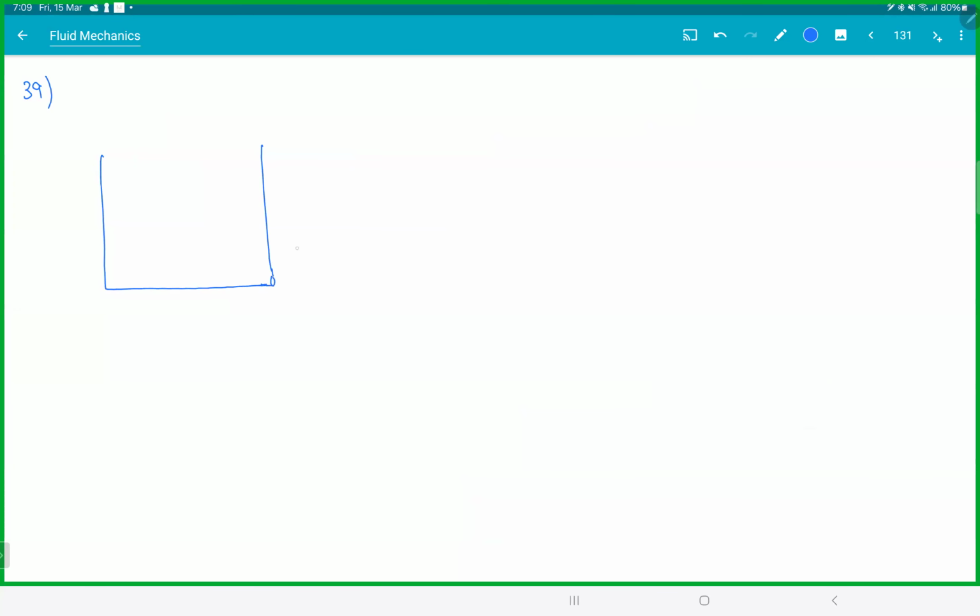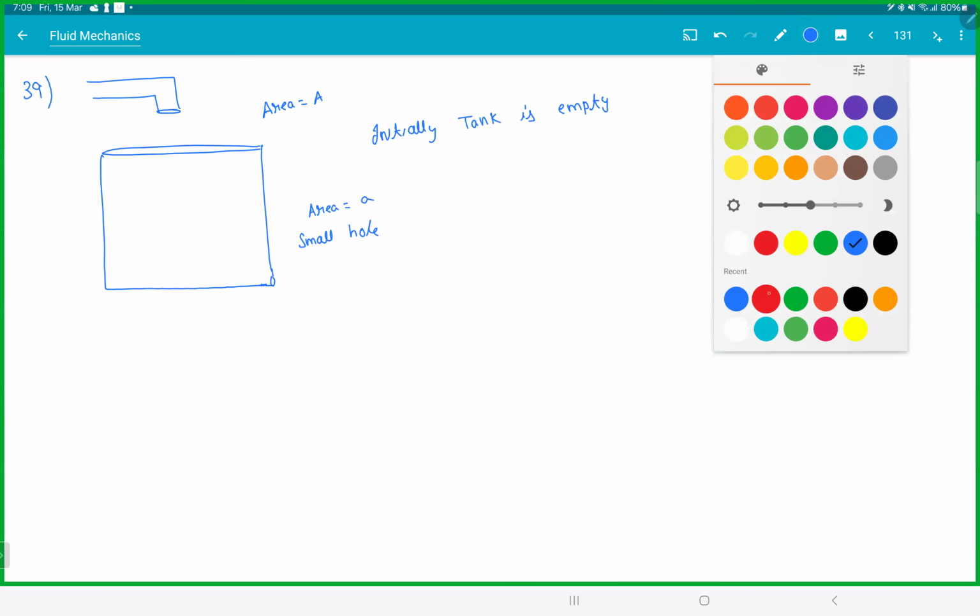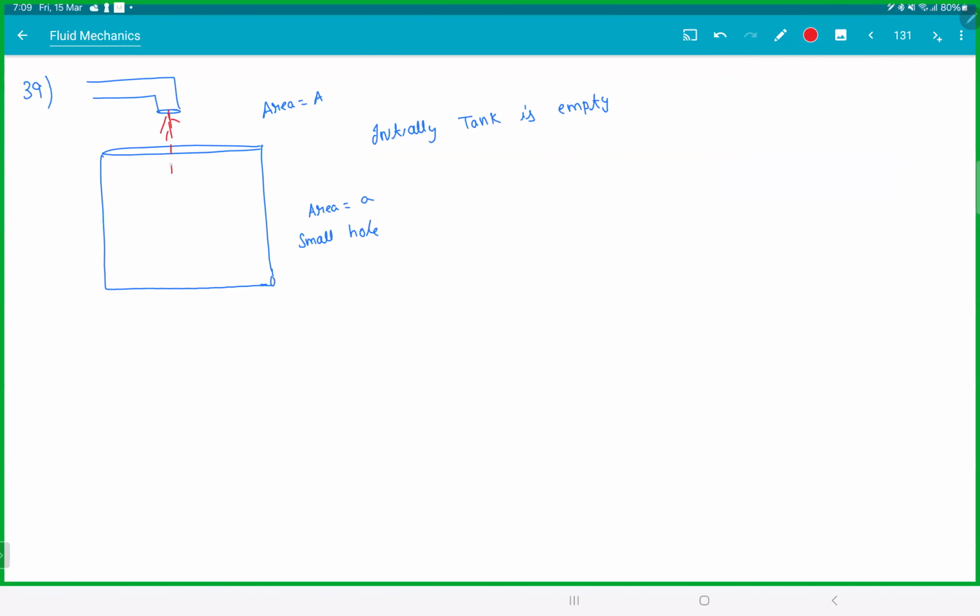We have a container here with a small hole. The only reason I'm giving you a small hole every time is that the formula is root 2gh, it will be easy. Whose area is small a? This area is a. Initially the tank is empty. Now here on top you have a tap. This tap is releasing water at a rate of Q meter cube per second. So what will happen? As the water is falling here, the water will start leaking also.